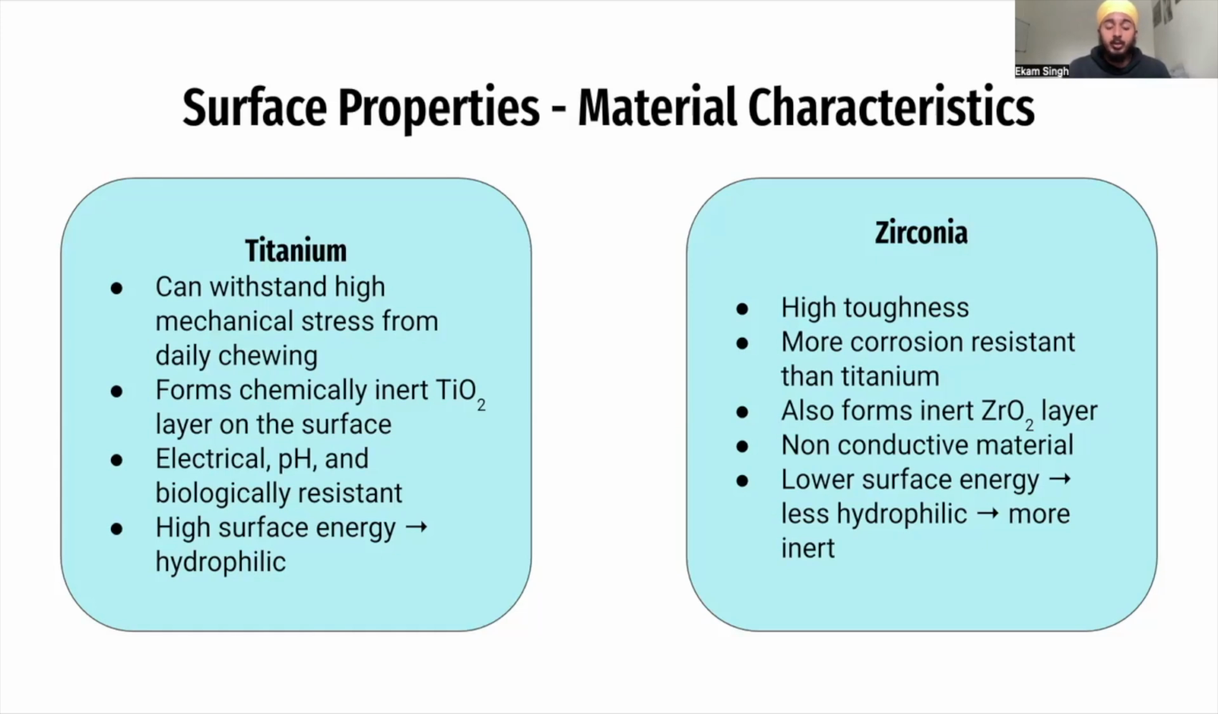Zirconia, on the other hand, is also very tough, but it's actually more corrosion resistant than titanium. It also forms a non-conductive, chemically inert zirconium oxide layer on the surface. Generally, it has a lower surface energy, which means it's a little bit more hydrophobic, and that makes it a little bit more inert.